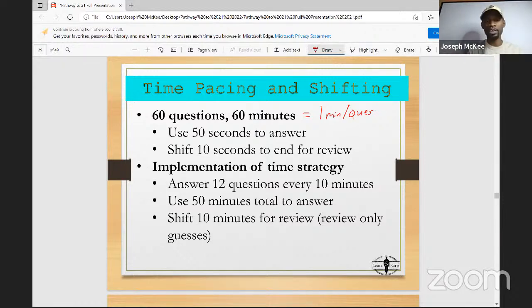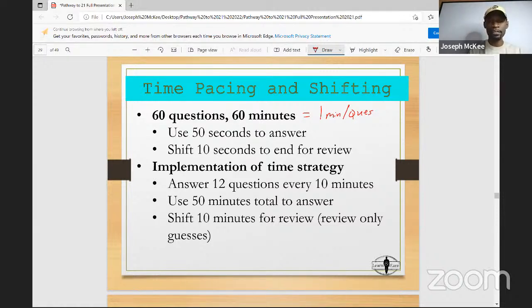What does that look like when you implement that as a full strategy? You end up answering 12 questions every 10 minutes. And if you do that, you end up answering all 60 questions in 50 minutes. And if you've answered all 60 questions in 50 minutes, you have essentially given yourself 10 additional minutes to review questions that you have guessed on. Remember, those questions that you have guessed on are probably some that you've never seen before, or a couple of those due later questions. And those are the only ones you want to go back and review.